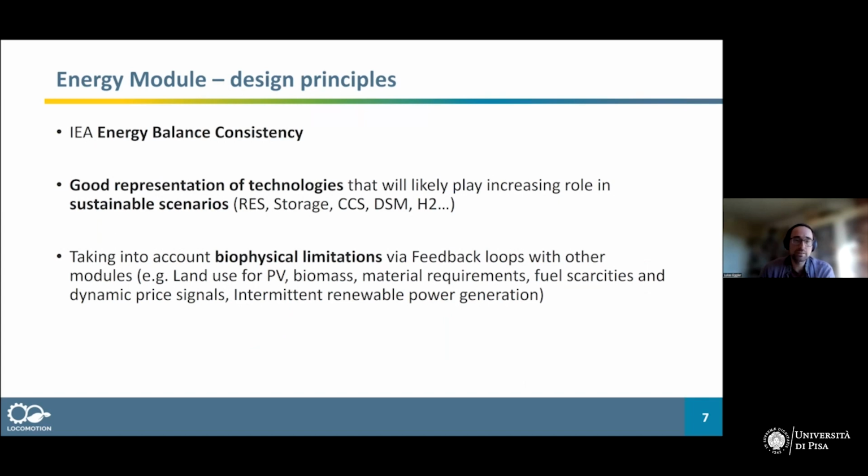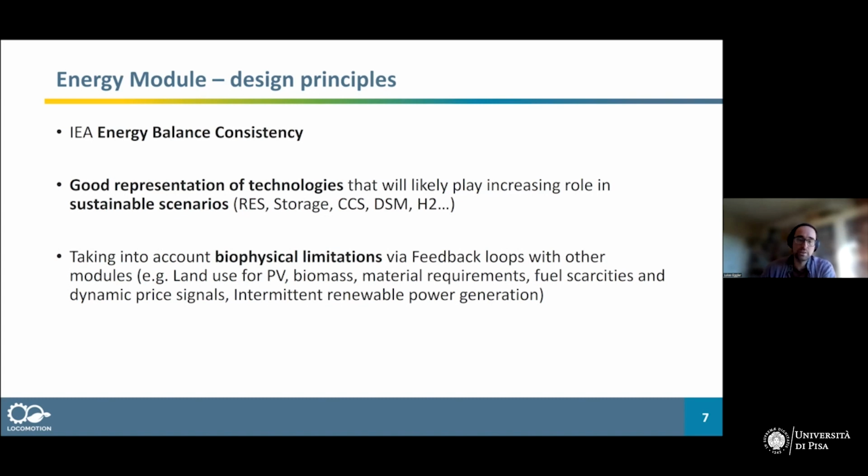And another principle when designing the module was that we have a good representation, especially of those technologies that are likely to play an increasingly important role in sustainable scenarios, like renewables, obviously, and storage, demand-side management, hydrogen, and such things, while also taking into account biophysical limitations that we foresee via feedback loops.